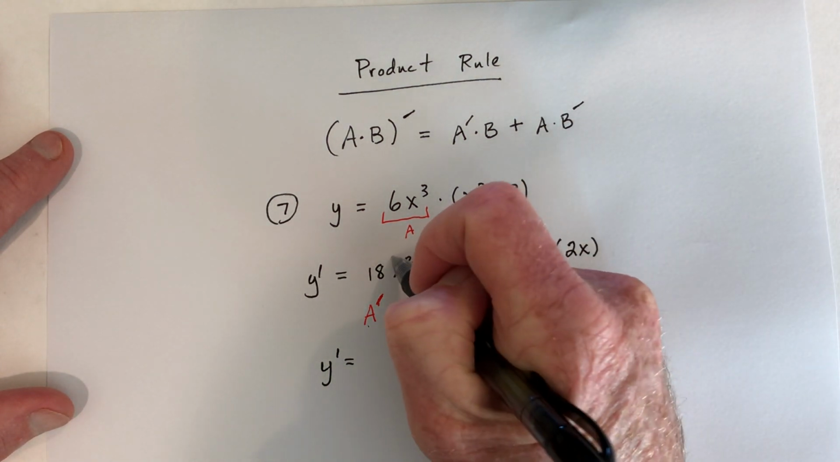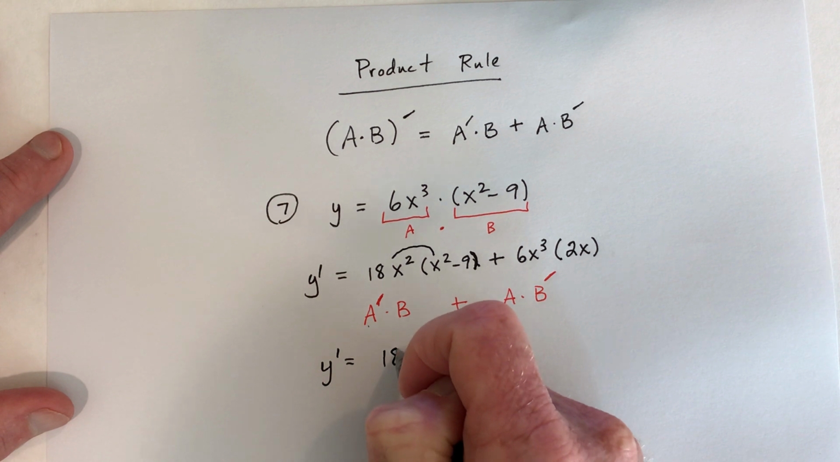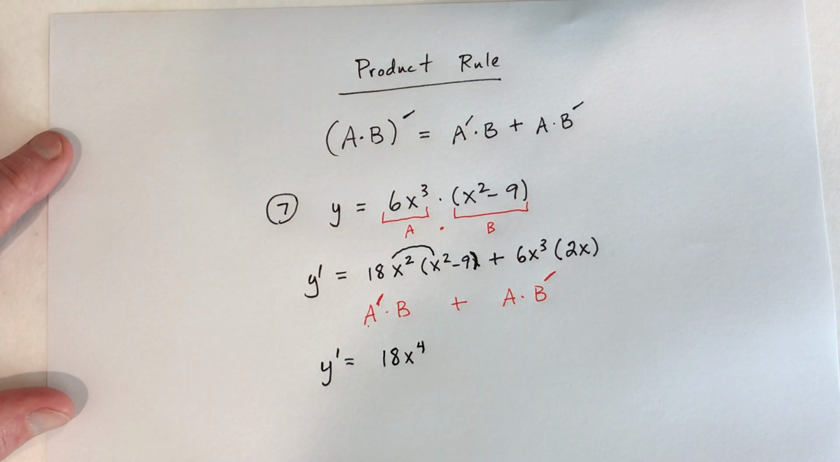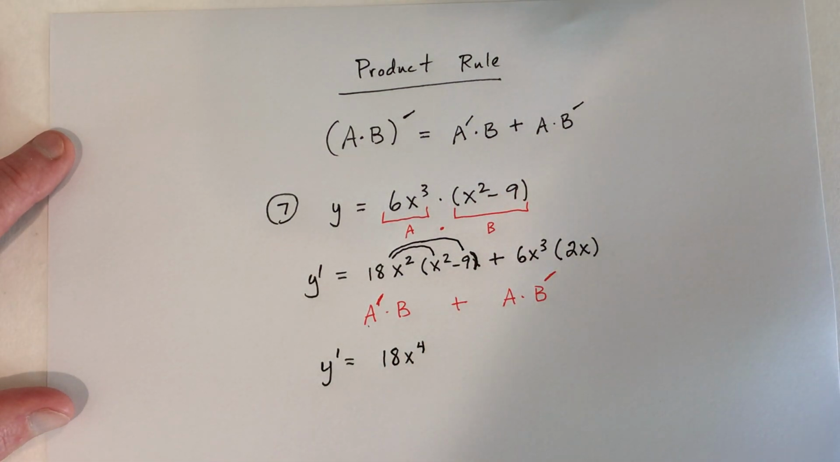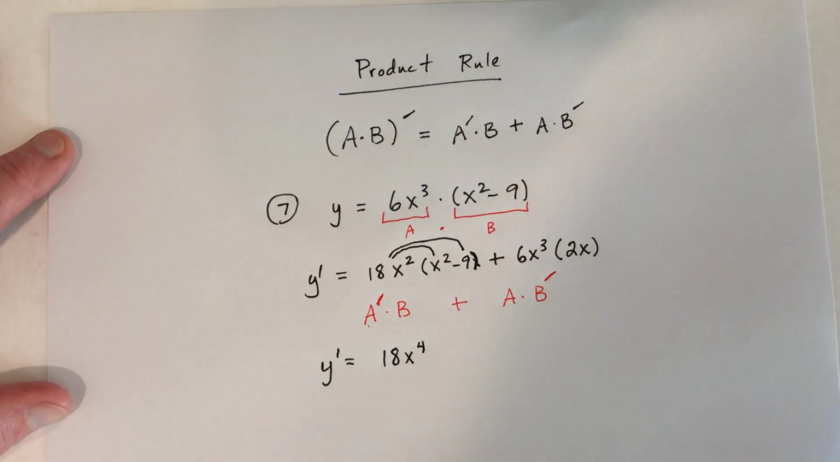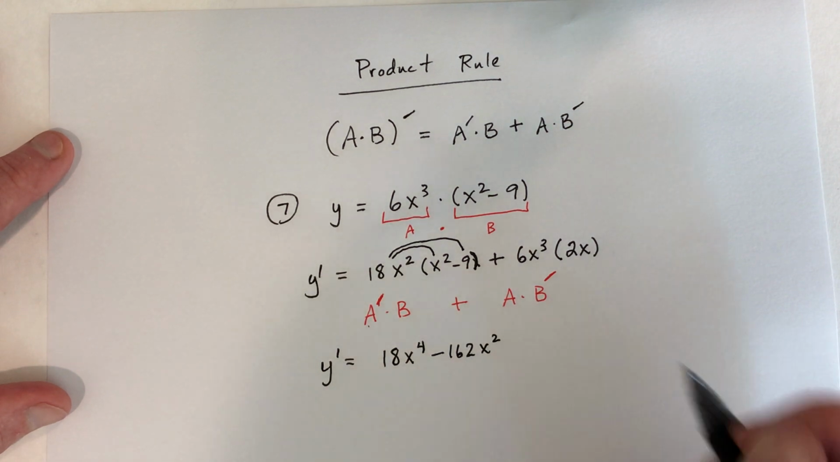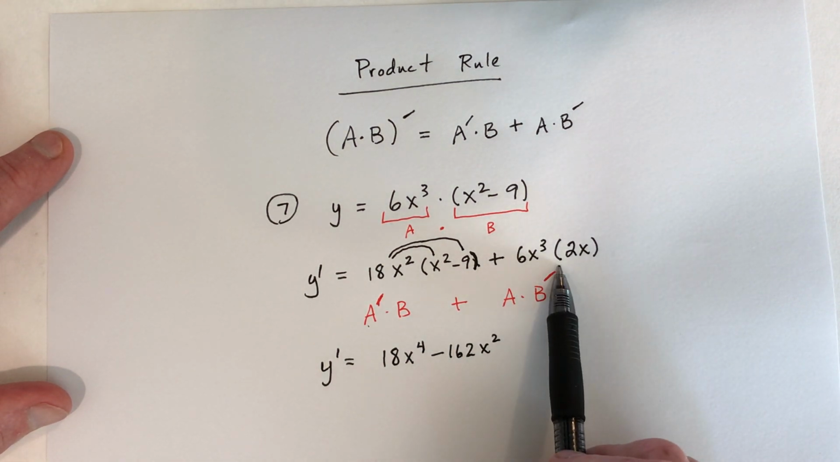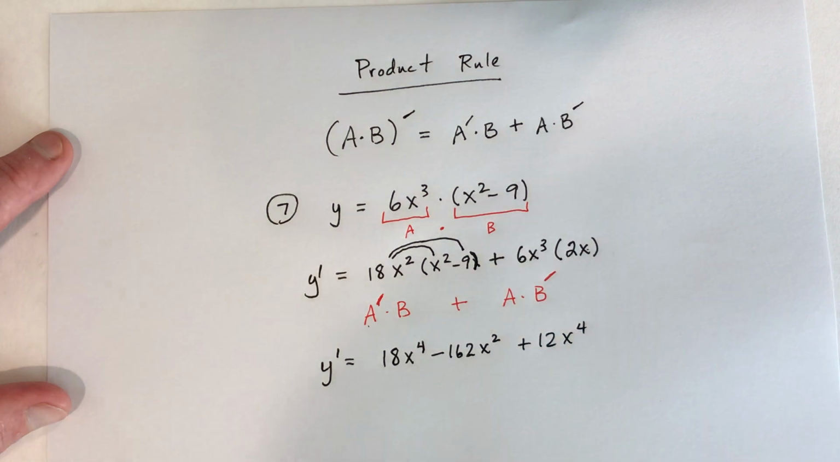So if you distribute this 18x squared times the other x squared, that's going to be 18x to the fourth. And then when you distribute it to the 9, I need 18 times 9. Of course, everybody could do that in their head, except I don't want to mess it up, so I'm going to go 18 times 9. Oh yeah, 162. And it had a negative, so negative 162x squared, and then multiply these two, so that's going to be 12, and then 1x with 3 more, so I've got 12x to the fourth.